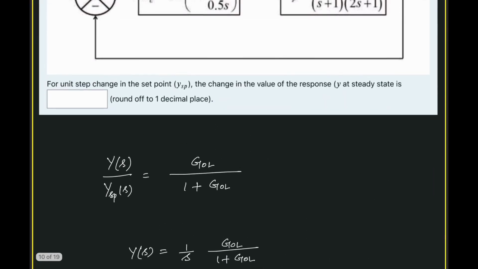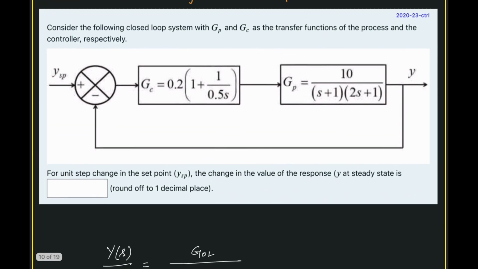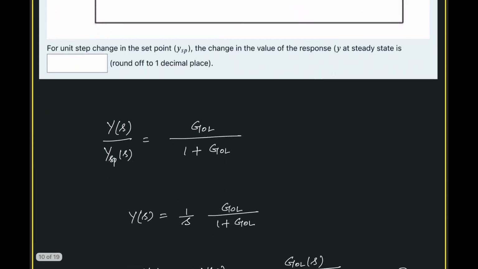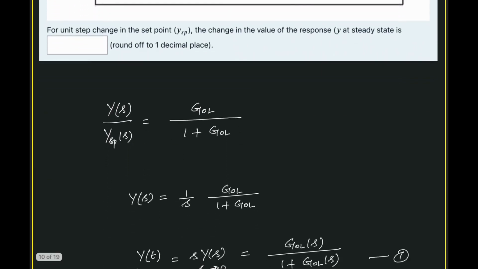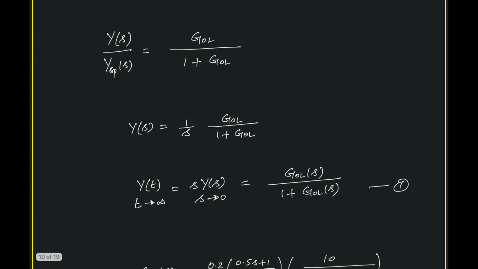And what is asked is y of t at the steady state, which is nothing but the final settled or ultimate value of y. So y of t at t tending to infinity is nothing but s Y(s) with s tending to 0. This is nothing but the final value theorem. So s into Y(s), the s gets cancelled, and we have simply again GOL by 1 plus GOL.